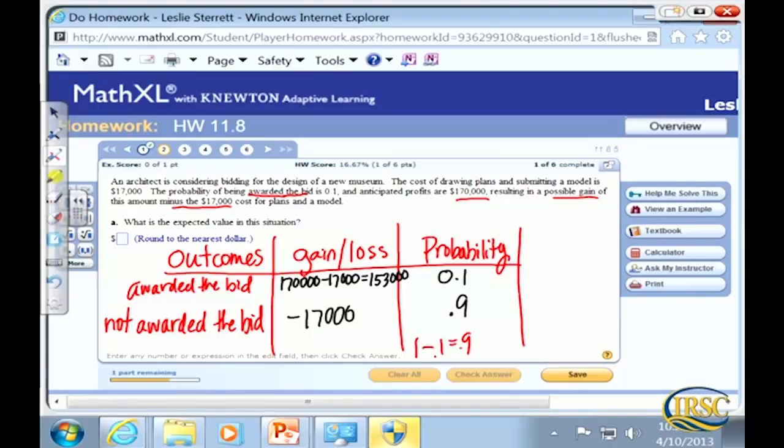All right, so we've filled in all the information we need for the chart, and now we need our column for products. So we are going to multiply our gain or loss with its probability. So 153,000 times 0.1 is 15,300. Negative 17,000 times 0.9 is minus 15,300.